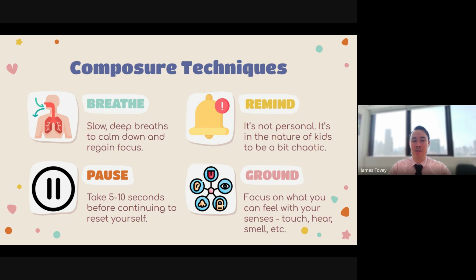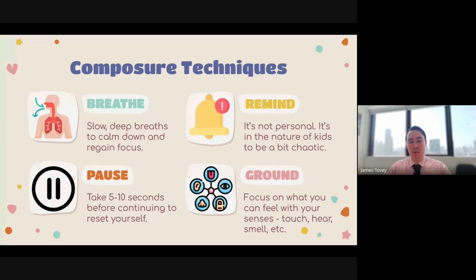It's in the nature of kids to be a bit chaotic. So don't take offense to it. They may say something rude. They may continually not listen to what you've asked them to do, but it's not personal. It's not an attack on you. It's them just being their chaotic individual selves. So just remind yourself that.